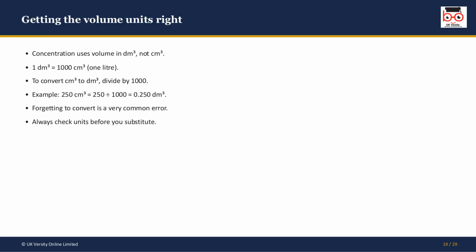Let's nail those volume units because this trips people up constantly. Concentration needs the volume in dm cubed, not cubic centimeters. Now 1 dm cubed is 1,000 cubic centimeters, which is just 1 liter. So to convert cubic centimeters to dm cubed, you divide by 1,000. For example, 250 cubic centimeters becomes 250 divided by 1,000, which is 0.250 dm cubed. Always sort your units out before you substitute anything in.